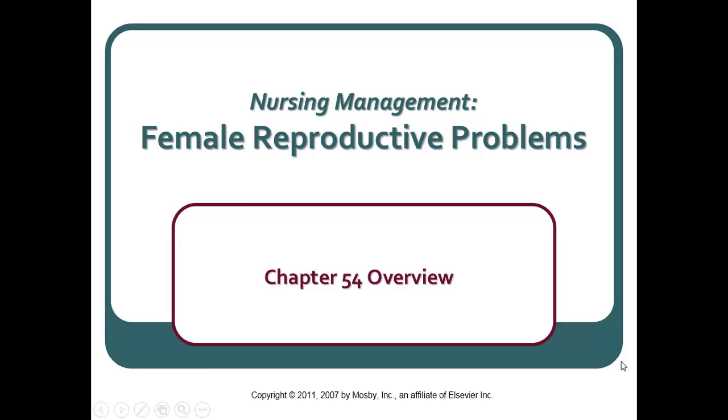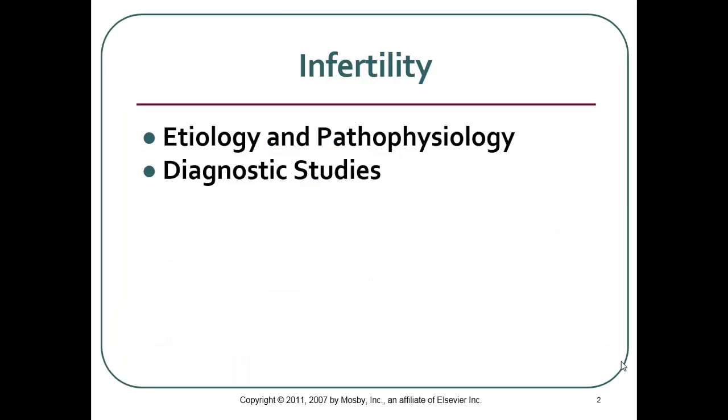Chapter 54 of your Lewis text, Nursing Management of the Female Reproductive Problems. So infertility. This is the inability to conceive after 1 year of unprotected sexual intercourse. There's many different causes. It can be from ovulation problems, endometriosis, tubal dysfunction, problems with the cervix, obesity.